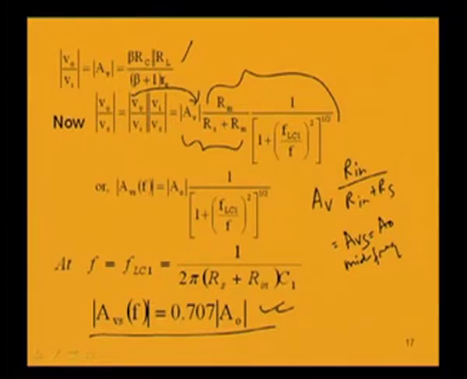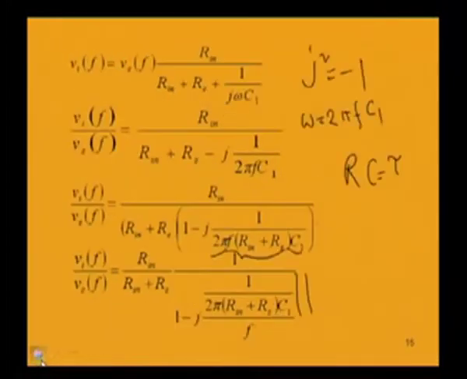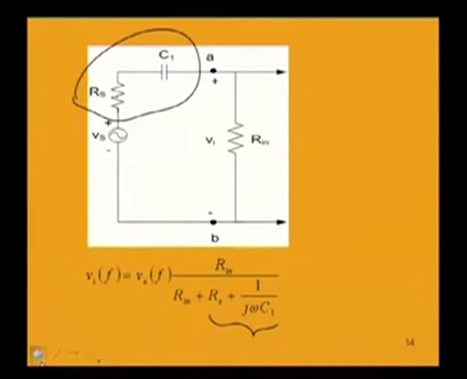So now this FLC1, or the lower cutoff frequency due to C1, is equal to 1 by 2 pi into (Rs plus Rin) into C1. This lower cutoff frequency can be found out easily if we look into the circuit having this capacitance C1, looking from the input side across this C1. If I find out the effective resistance, it is equal to Rs plus Rin.